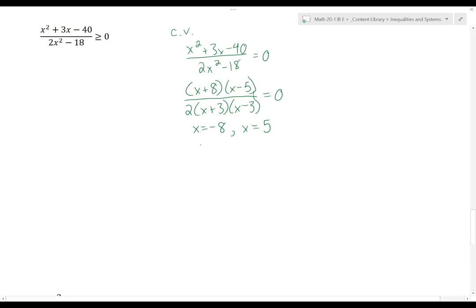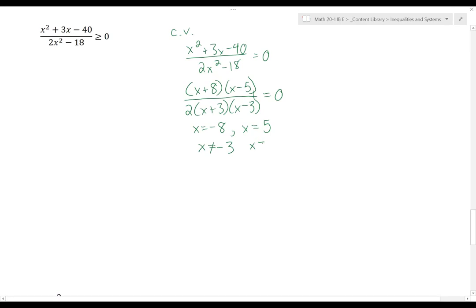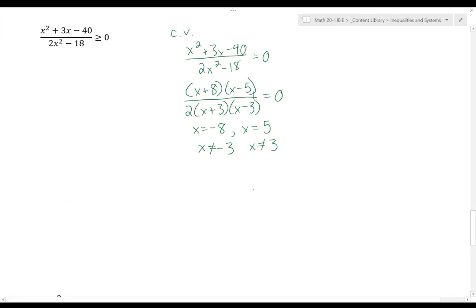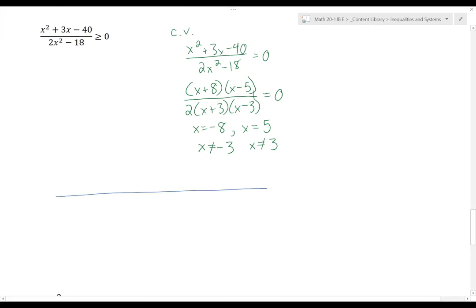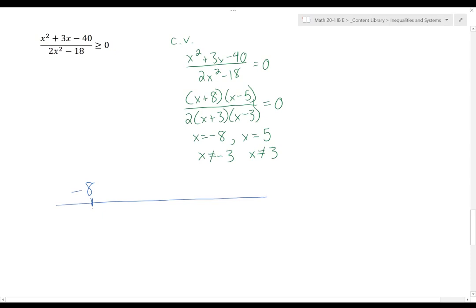But I also have my non-permissible values. x cannot equal -3. x cannot equal 3. These are also critical values because they can never be 0, but that determines on one side of it whether it's positive or negative. So in other words, my table of signs needs to include all of these values and all of these factors. So I have critical values at -8. That one is included in my solution.